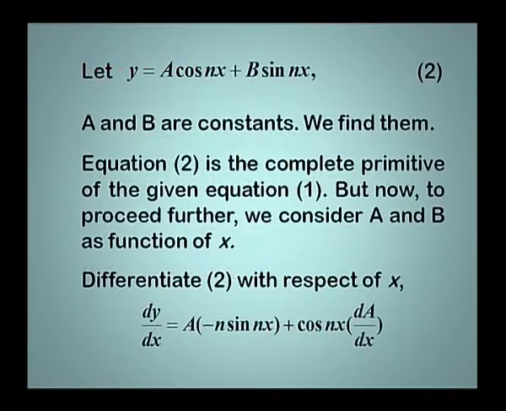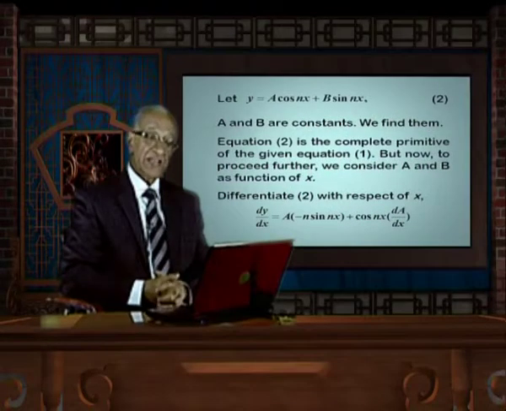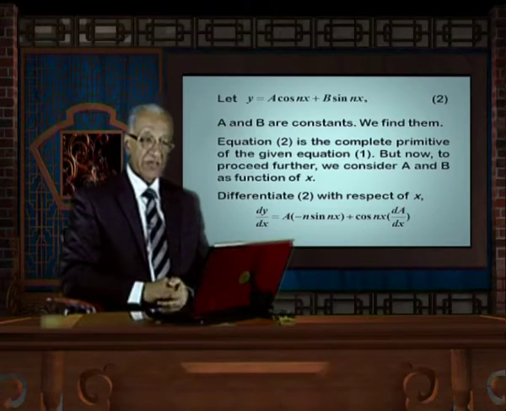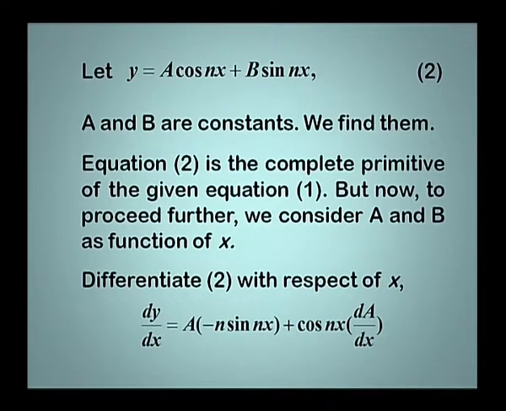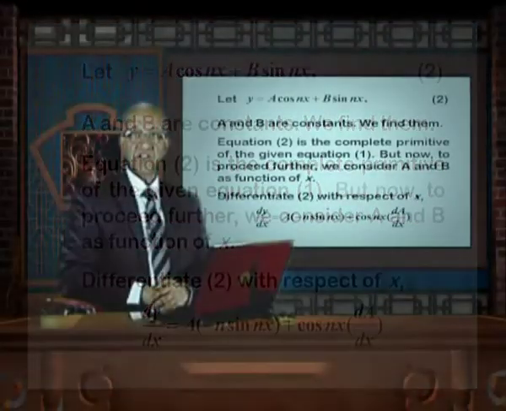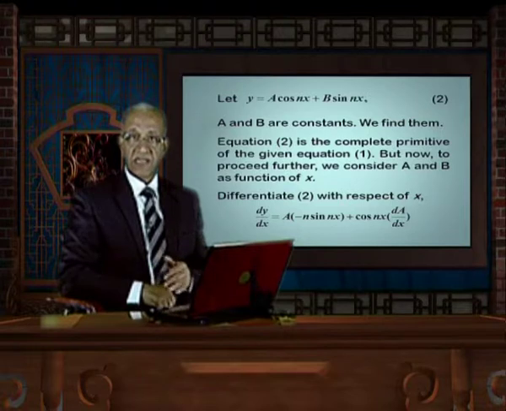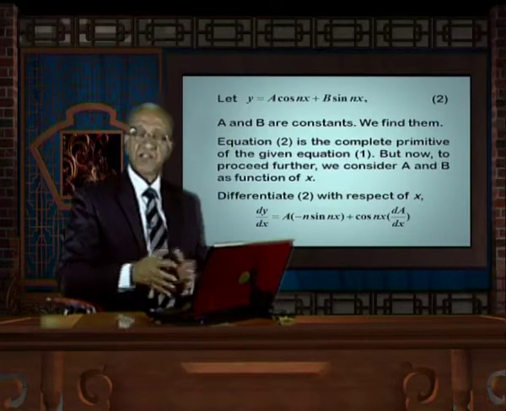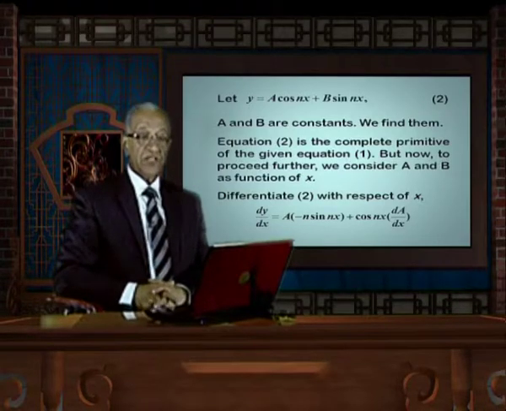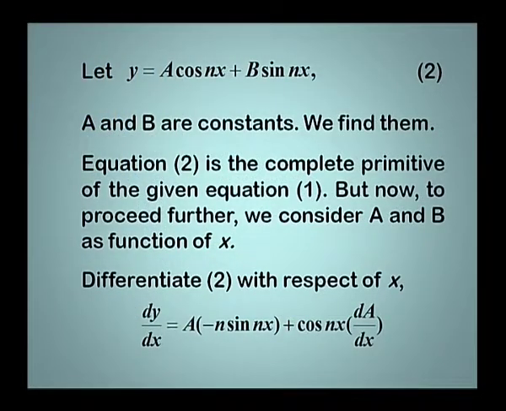We go further. We assume that y is equal to a cos nx plus b sin nx, where a and b are constants. The whole problem lies in that we should find them. This equation 2, y is equal to a cos nx plus b sin nx, is the complementary function. Always we write y in the left hand side. Some books don't write y, but nonetheless this is not a wrong interpretation, but we follow this tradition of writing y is equal to. Equation 2 is the complete primitive of the given equation 1.